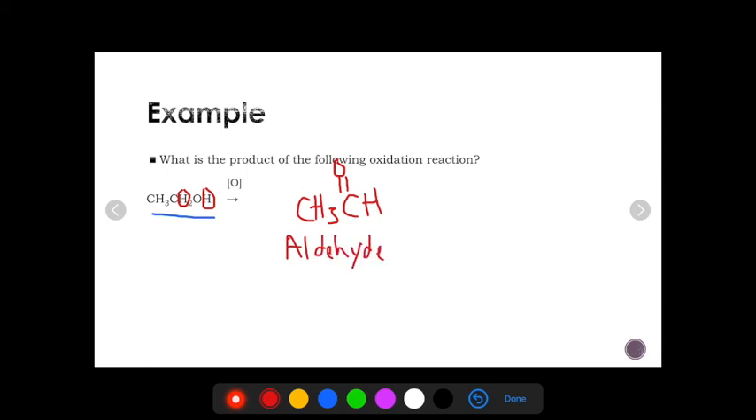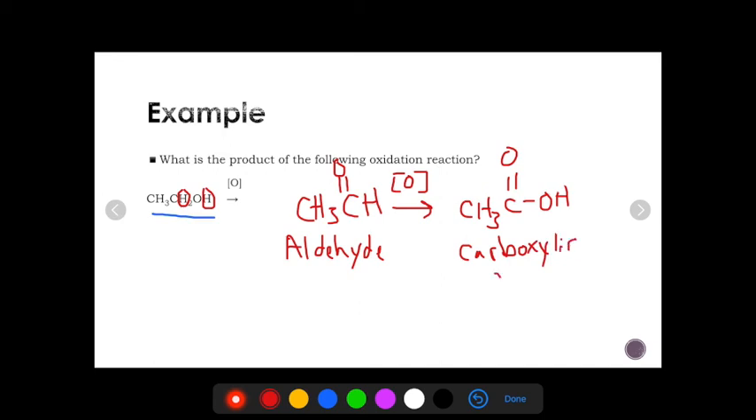And then if we further oxidize it, we get a carboxylic acid, which would be CO with the OH group instead of just the hydrogen. So this is our carboxylic acid. Okay, so do know that for primary alcohols, they oxidize into an aldehyde and then further into a carboxylic acid. And then for secondary alcohols, they oxidize into a ketone.